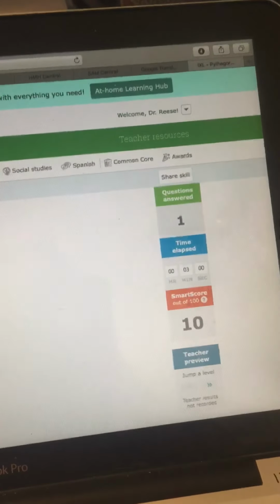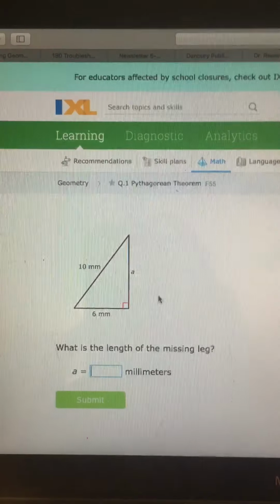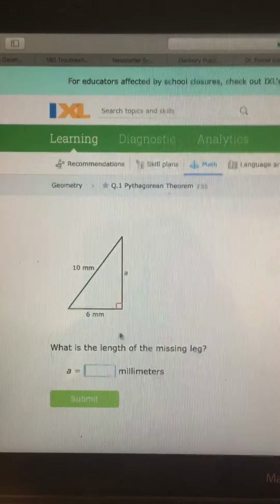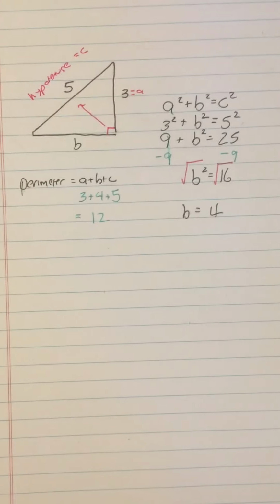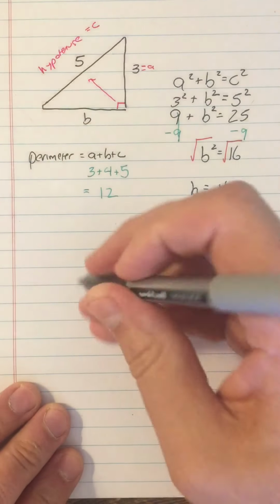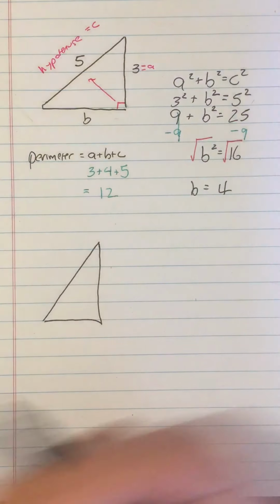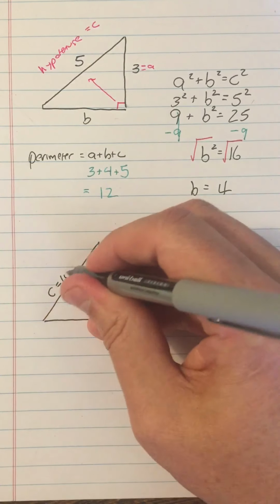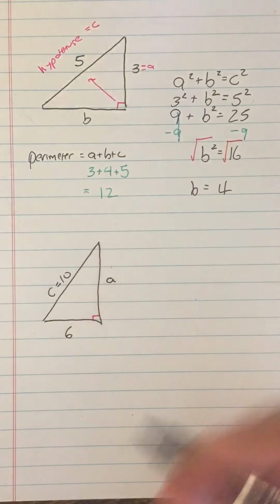All right, let's go ahead and just look at one more, at least. So this one's 10 and 6. This time it just asks what is the length of the missing leg. So the missing leg is A here. Okay, so we'll draw that picture. So now we have a little bit tall, skinny one. It doesn't matter if you have them proportional, but it does matter that the one across from the right angle is C. So we have C equals 10. We have 6 down here, and they just told us this one's A.